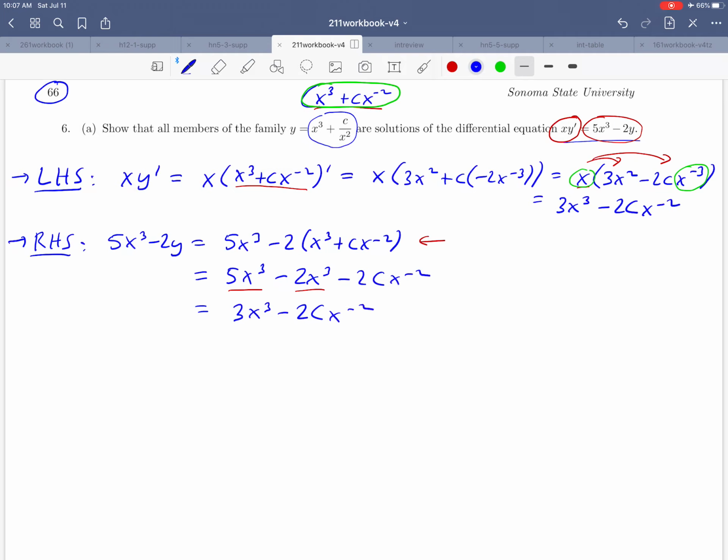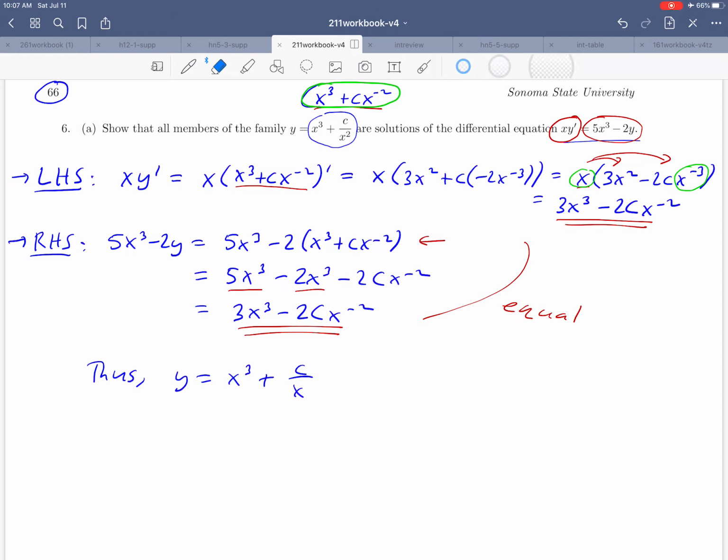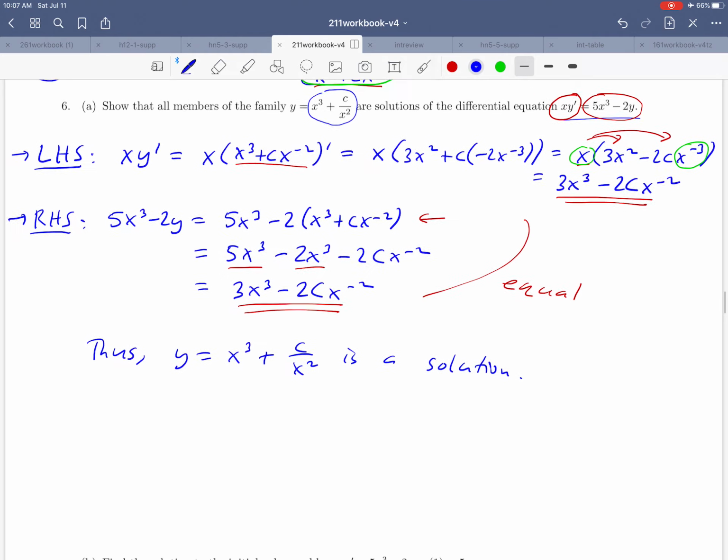The question is, did we get the same thing for the left and the right-hand sides? We sure did. Those two expressions are equal. We have confirmed then that this family of functions is indeed a solution. So that is part A.